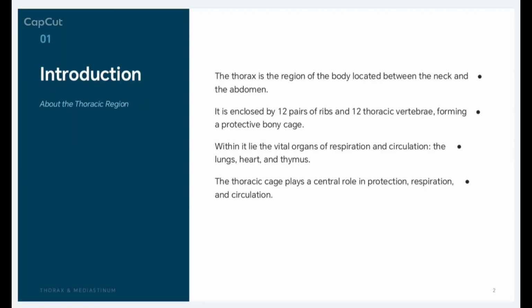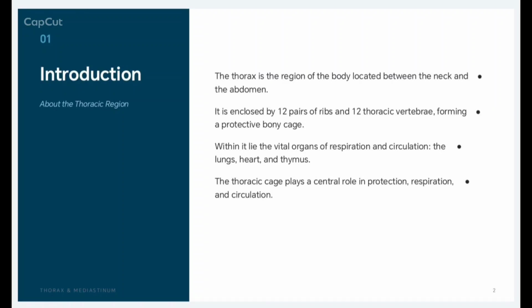To start our introduction, the thorax is the vital region of the body situated precisely between the neck and the abdomen. Anatomically, it is defined by its enclosure, a protective bony cage formed by 12 pairs of ribs and 12 thoracic vertebrae. This cage is not merely a static shield, it is a dynamic structure. Within its boundaries lie the essential organs of respiration and circulation, specifically the lungs, the heart, and the thymus gland.